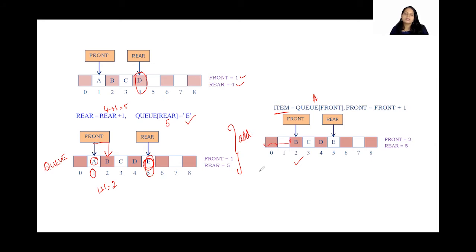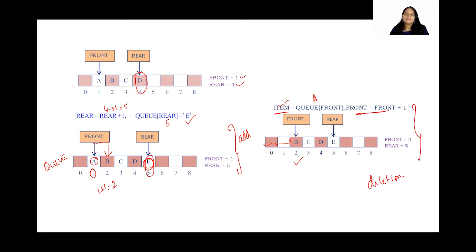Right. So what is going to happen in the deletion case? Using the array, I'm going to store item is equal to Q of front. So whatever the value is there, I'm going to store it in item and then I'm going to increment the front pointer. So this is how a deletion operation is done in a queue which is implemented using arrays. Right? I hope this is clear.